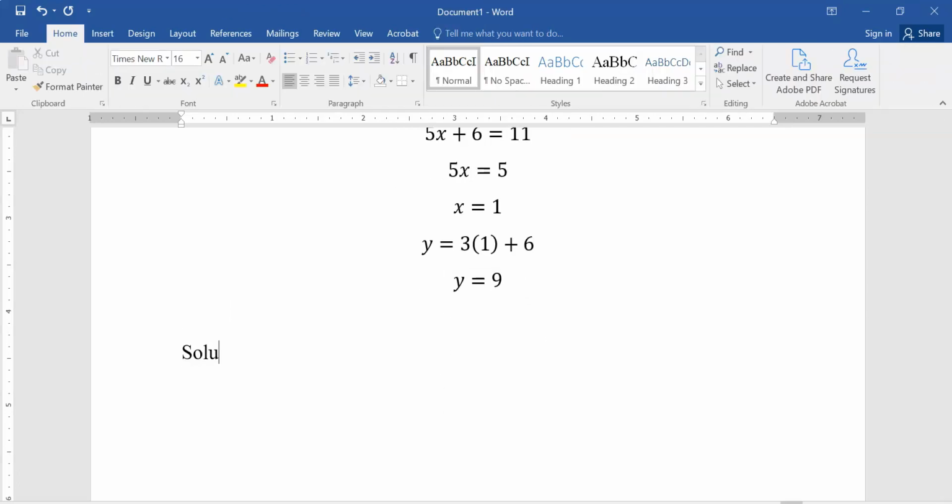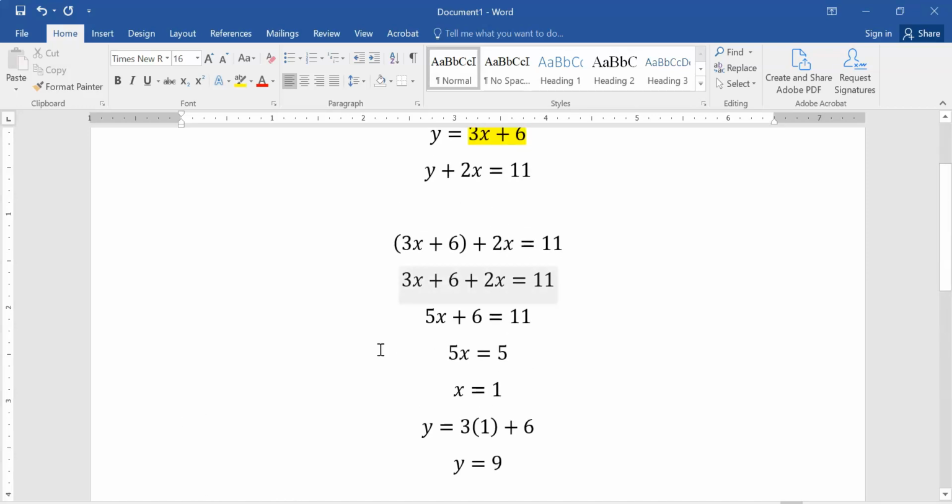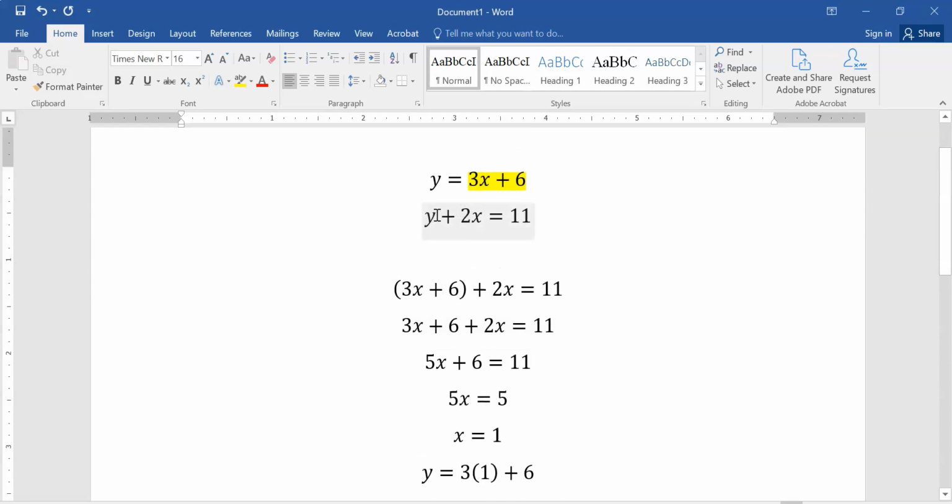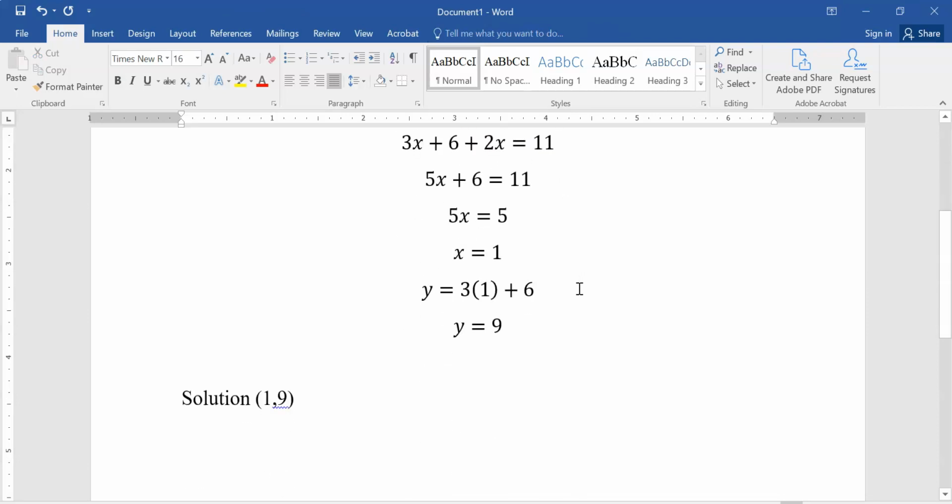So therefore, the solution is the point 1, 9. And there you go. So that's how we deal with substitution. Obviously, the word substitution gets its name from the fact that we're substituting this expression, this 3x plus 6 in this case, in for one of the letters. So we're substituting out this letter and putting in the expression 3x plus 6. So there you go. That's how to do substitution. And now we are done with chapter 2.